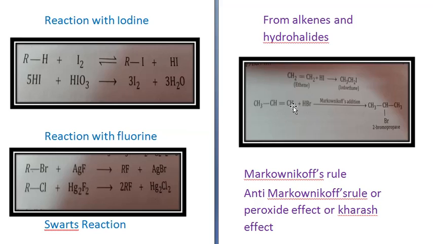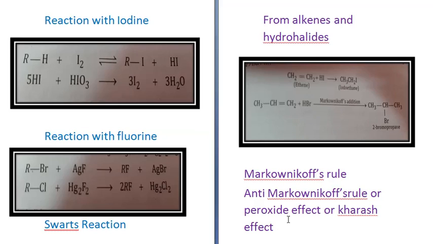So in this propene, you see this second carbon has a lesser number, it has only one hydrogen. So bromine will get attached to the second carbon, and the first carbon has two hydrogen atoms. So hydrogen will get attached to the first carbon, and you will get CH3CHBrCH3. This is called Markovnikov's rule. Okay, so addition of HBr is according to Markovnikov's rule in case of propene.